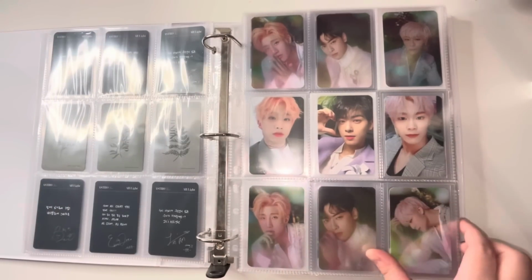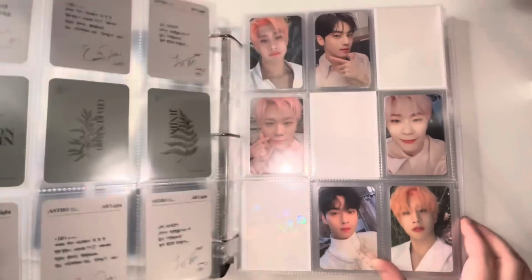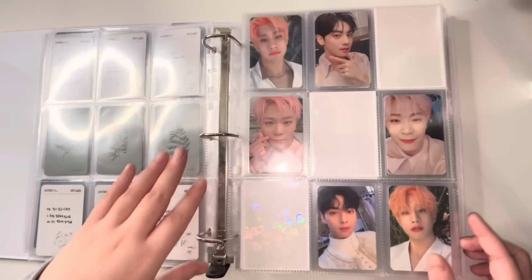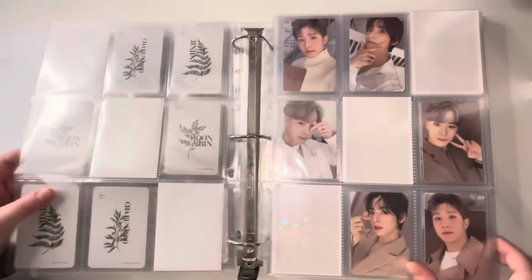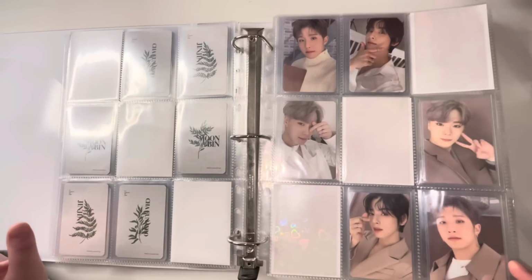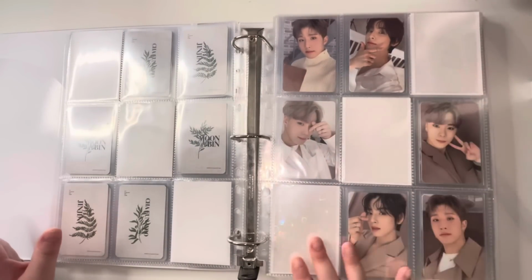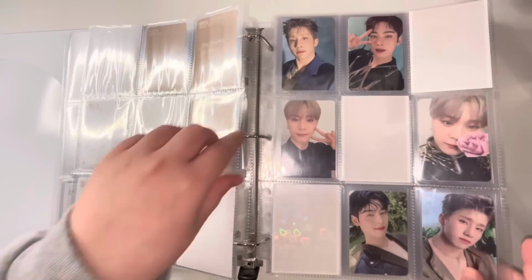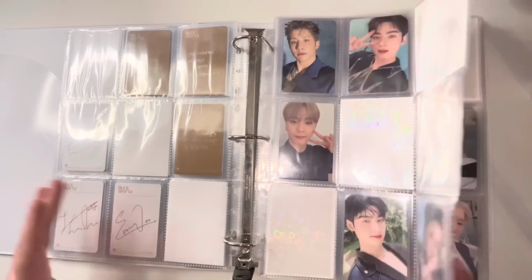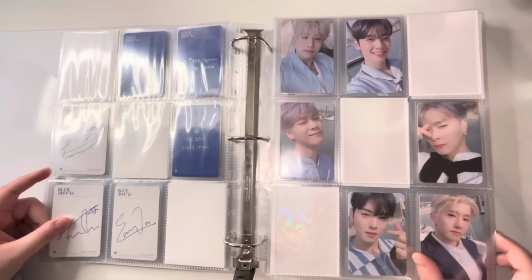Look at Jinjin's hair. Oh my god, they're so gorgeous. These are beautiful. And then we have Blue Flame, which these photo cards are so pretty. They look so good in a set because the color scheme is so pretty. And oh my god, I just love it. I love these photo cards. Astro has some of the best photo cards in my opinion.